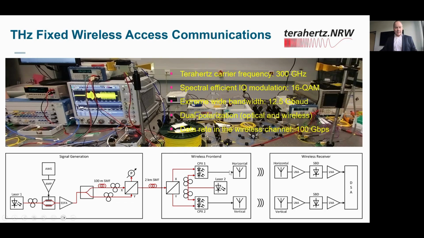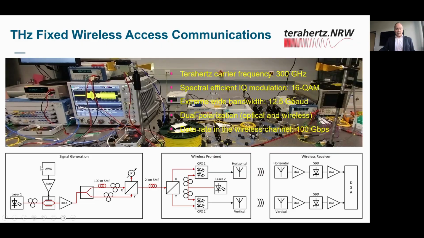In our case, in this example, we are using a carrier channel of 300 gigahertz, so the antennas are radiating at a carrier frequency of 300 gigahertz. The system itself, the setup of the system, is shown in the lower part of the slide. If you look in the middle, this is the wireless front end, and you again see what we have discussed at the beginning of the first slide.